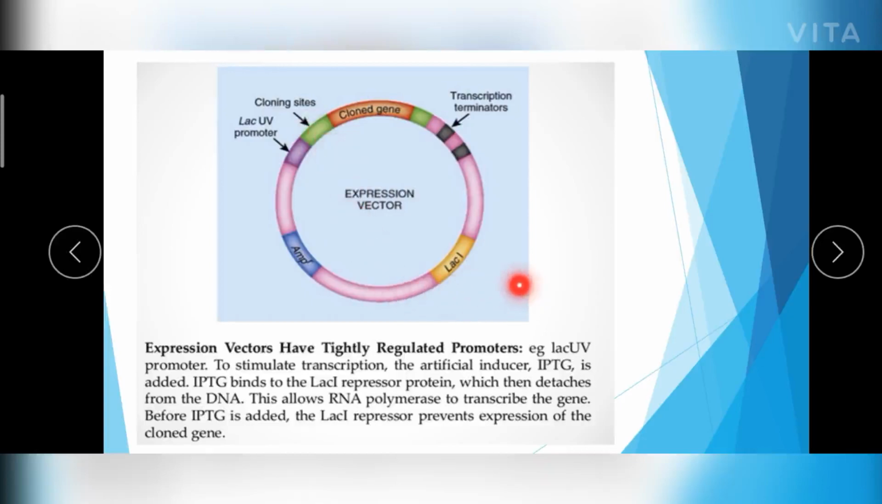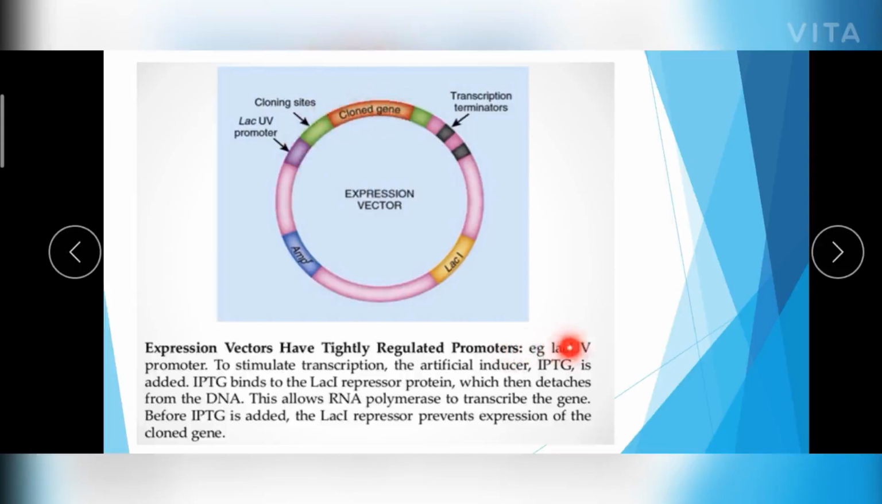When you add an inducer called IPTG, which is a lactose analog, the repressor which is produced by LAC-I binds with the inducer, and this complex is unable to bind to the operator region. Once the operator region is free, the RNA polymerase enzyme comes and binds on the promoter and initiates the transcription of our cloned gene.